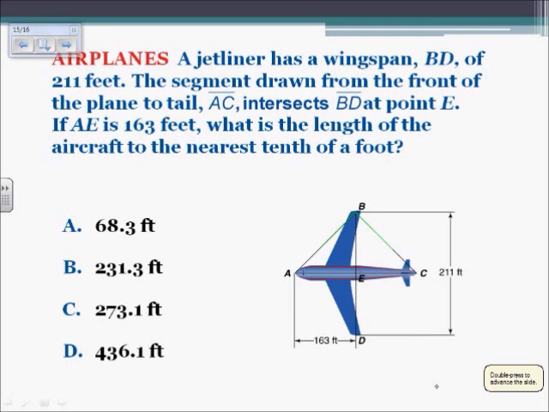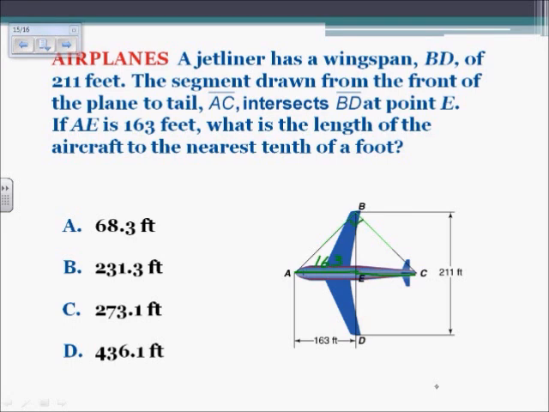Alright, last question here. This says that a jet airliner has a wingspan BD of 211 feet. The segment drawn from the front of the plane to the tail, AC, intersects BD at point E. If AE is 163 feet, what is the length of the aircraft to the nearest tenth of a foot? So we're trying to find the entire length of the aircraft if part of it is 163 feet. So what we're really trying to solve for is this back section right here, EC. If we know that from here to here is 163, if we find EC, we could just simply add those together. To help us out here with our triangles, we have a right triangle here.